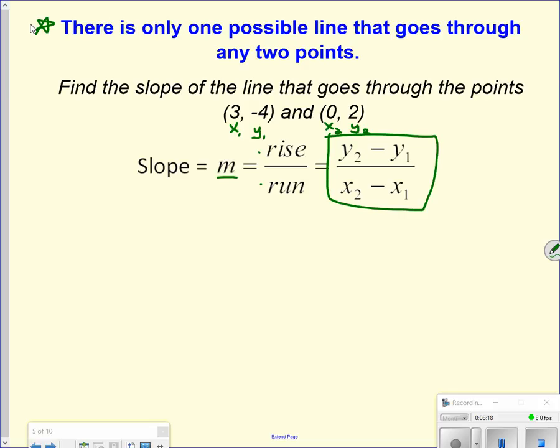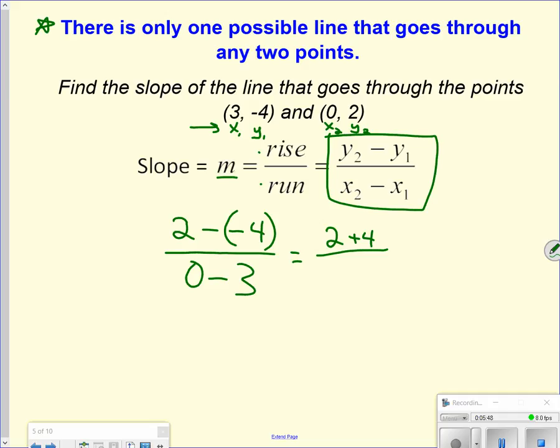So first thing, y2 is 2, minus my y1 is negative 4, over x2 is 0, minus x1 is 3. And notice because I wrote these here, it was really easy to refer back to and not ever get mixed up with it. All right, working through it. I've got 2 minus negative 4. That's really a 2 plus 4 on the top. On the bottom, I'm sorry, 0 minus 3 is a negative 3.